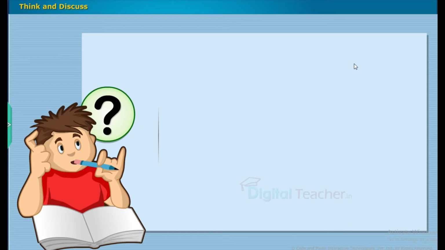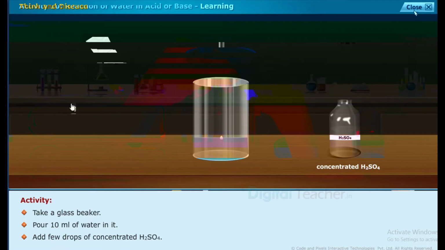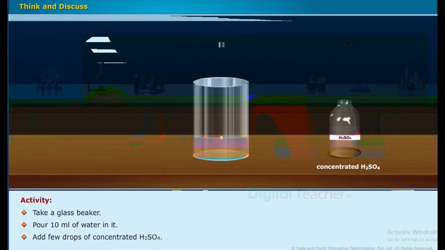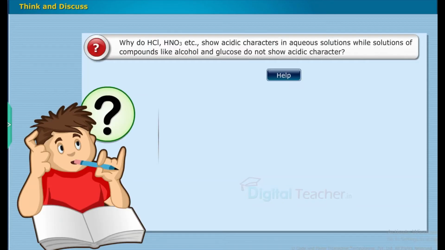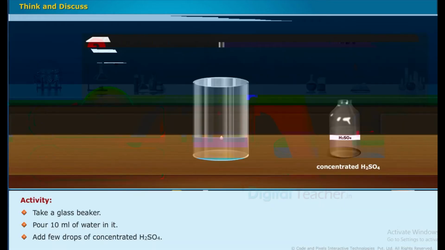Let us do another activity to know the strength of acid or base. Think and discuss. Why do HCl, HNO3, etc. show acidic characters in aqueous solutions, while solutions of compounds like alcohol and glucose do not show acidic character? If you are unable to get the answer, click the tab Help.